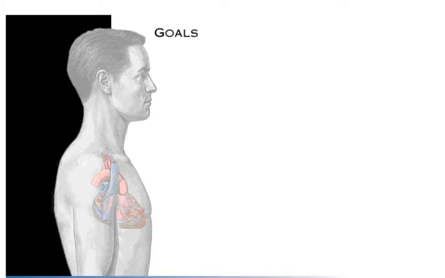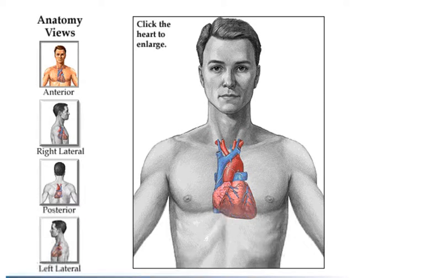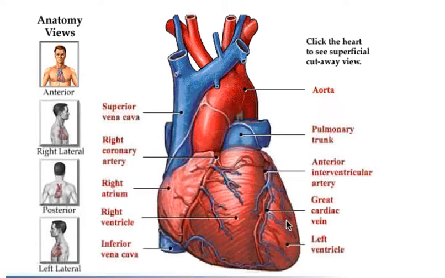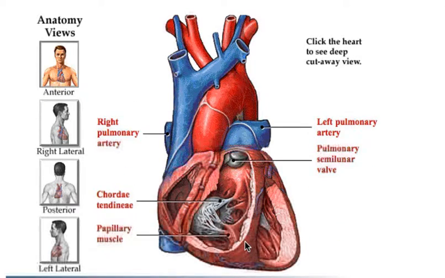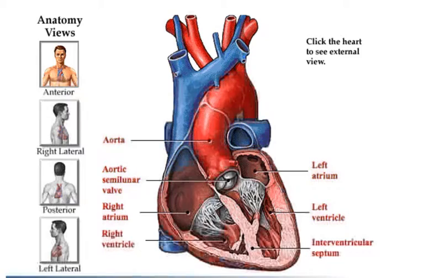Your goals for this section: choose an anatomy view, then click the heart to see an enlargement. Click the heart to see a superficial cutaway view. Click the heart to see a deep cutaway view. Click the heart to see an external view.